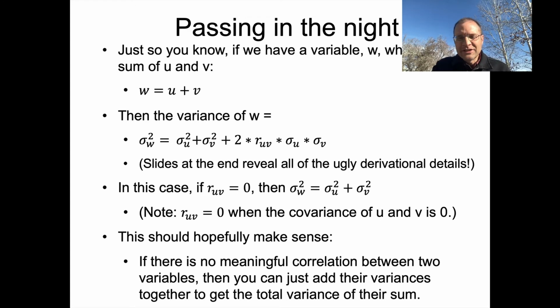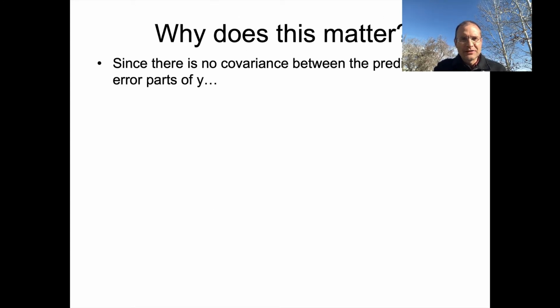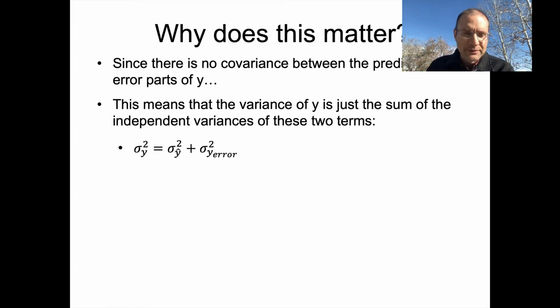Turns out we've kind of already seen this before, because there's no covariance between the predicted and error parts of Y, or there's no correlation between those two parts of the dependent variable in our little linear regression analysis. We can apply the same sorts of standards to Y. So the variance of Y is just going to be the sum of the independent variances of those two terms. So the variance of Y equals the variance of the predicted values of Y, Y hat, plus the variance of the error terms of Y. And there's no correlation between these two parts.